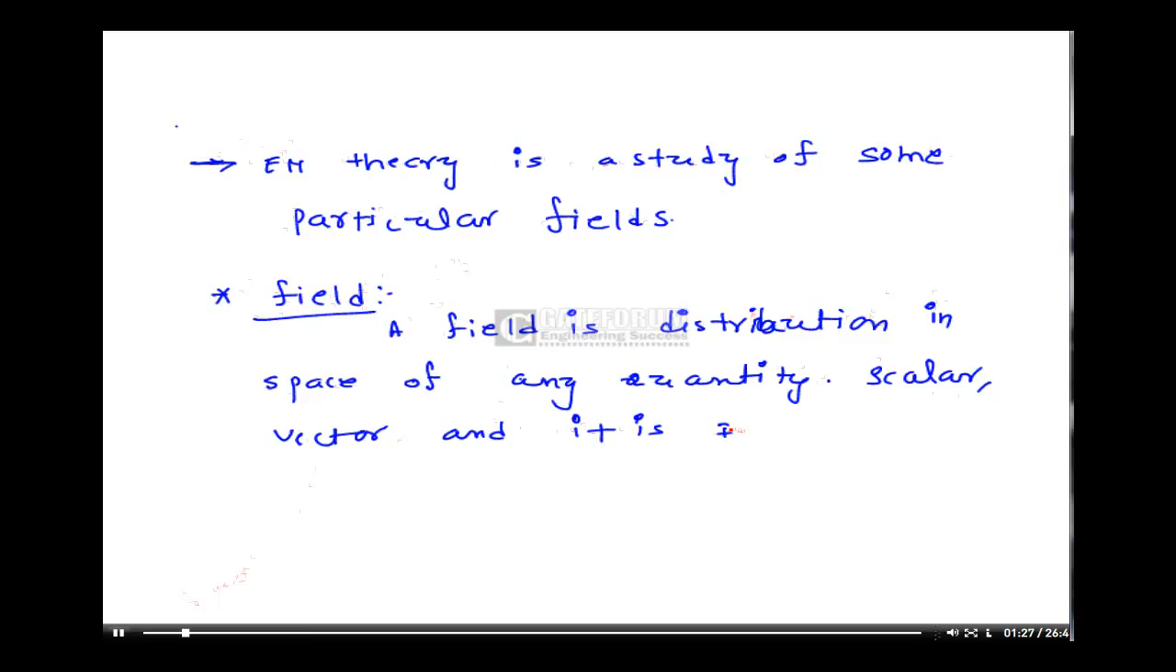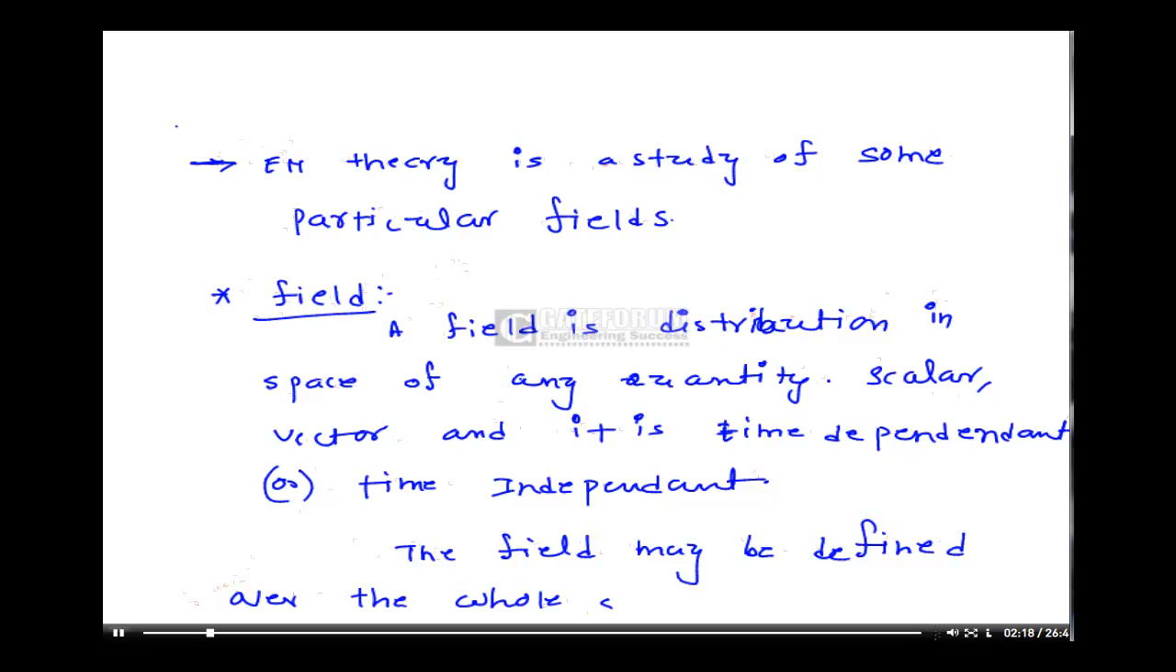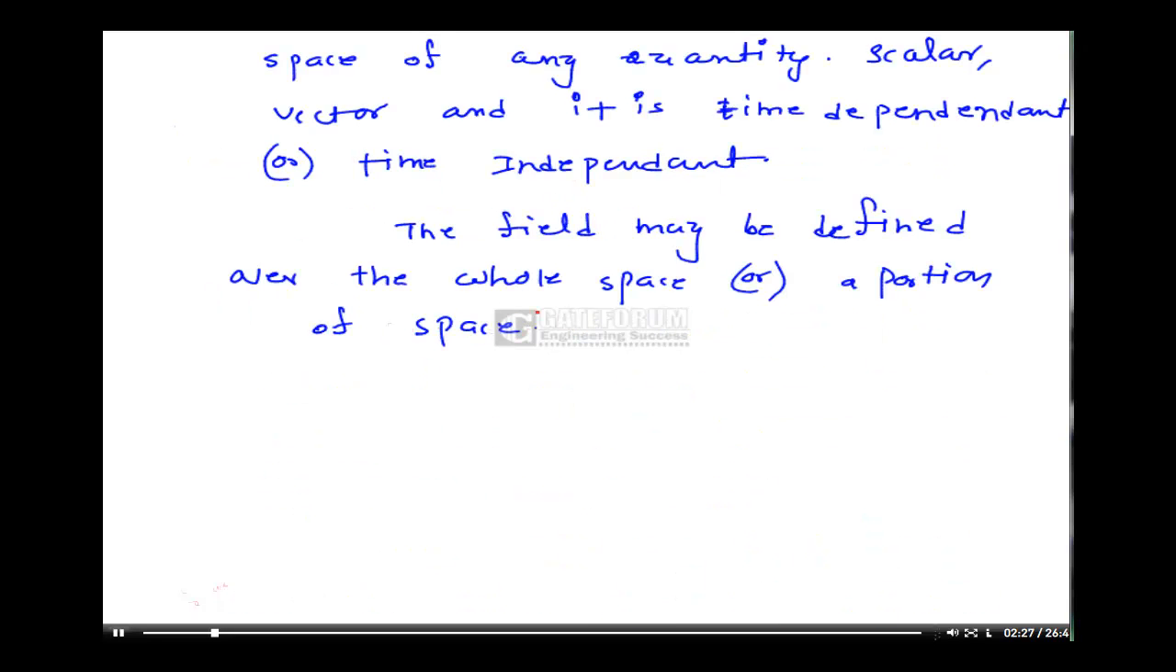It is either time dependent or time independent. That is, it may be time dependent or time independent, depends. So we can define a field as nothing but a distribution in space of any quantity, either scalar or vector, time dependent or time independent. One more thing, the field may be defined over the whole space or a portion of space. So it may be distributed only in a particular area, or it may be distributed along the entire space.